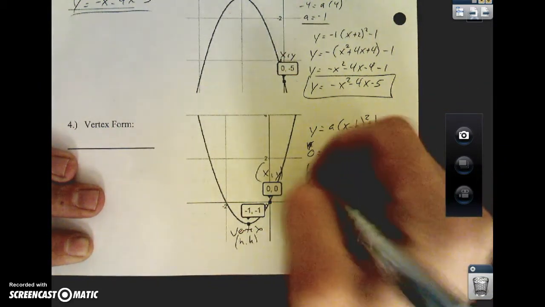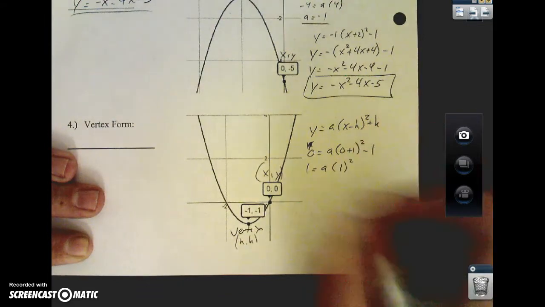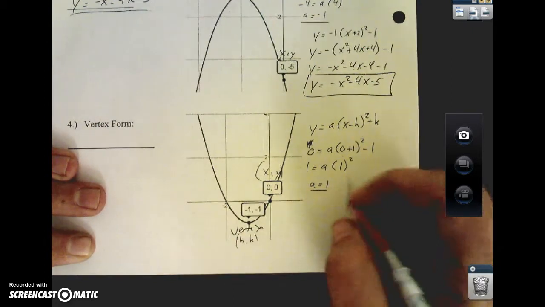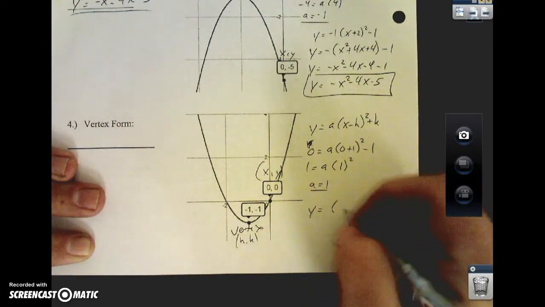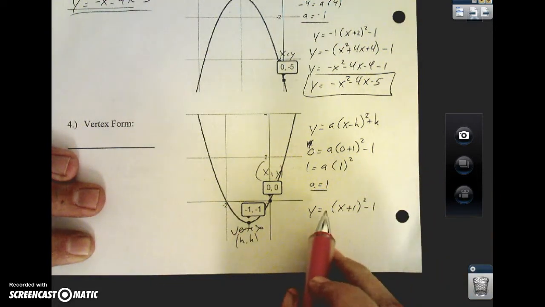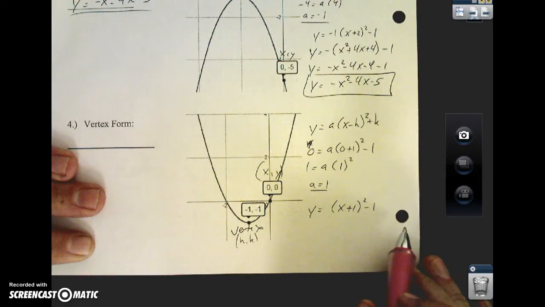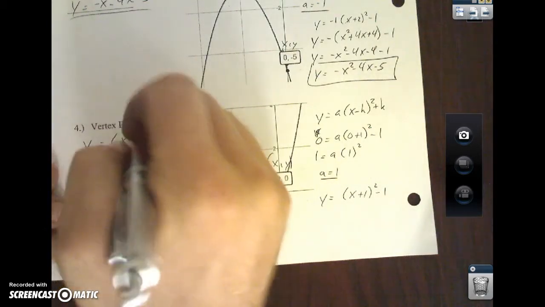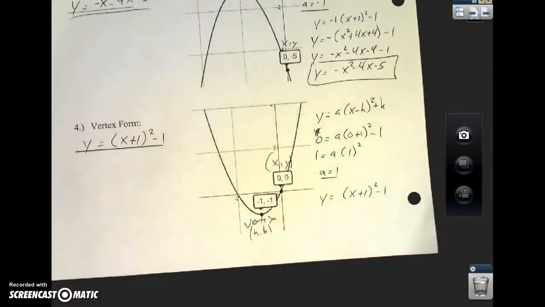Add 1 over. 1 equals A times 1 squared. Divide both sides by 1, A equals 1. So now when I plug this back in, Y equals 1 times (X plus 1) squared minus 1. You don't have to put the 1 out here. In fact, I'm going to encourage you not to put it out there. If you do, I probably won't take points off, but I probably will note something on your test like, hey, knock it off. But you get the idea. It's just redundant. It's like saying 1x all the time. If you don't see a number out front, you know a 1 is there, okay?